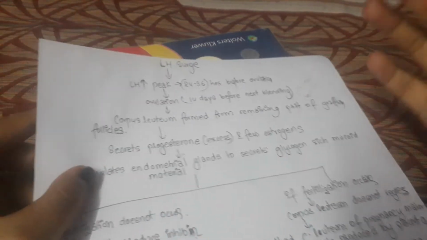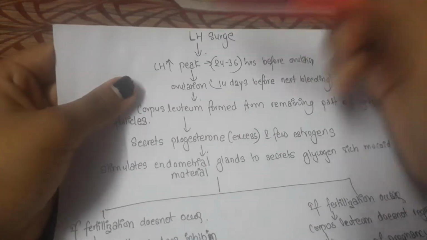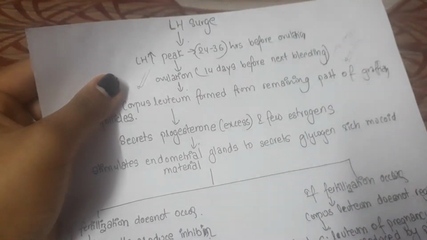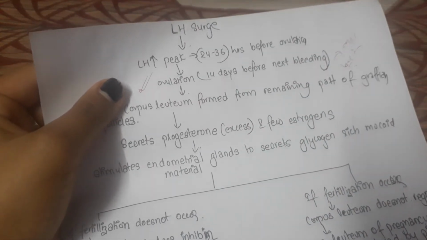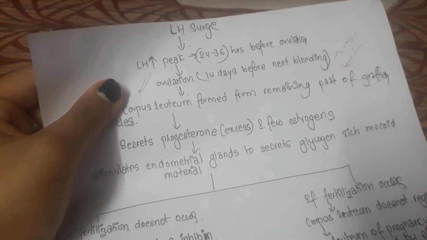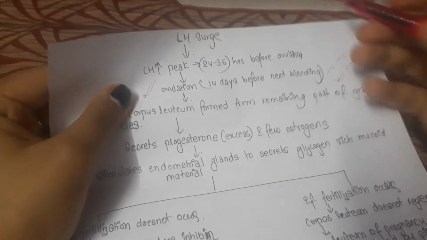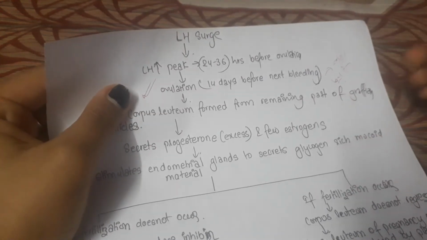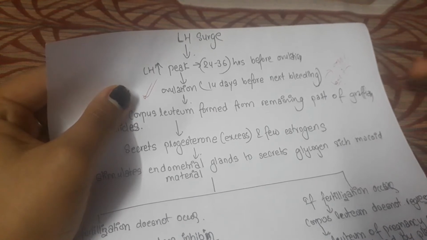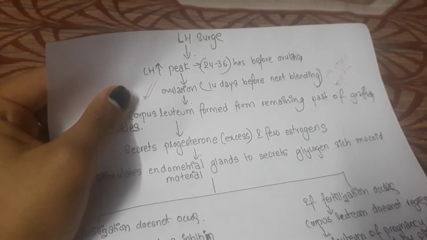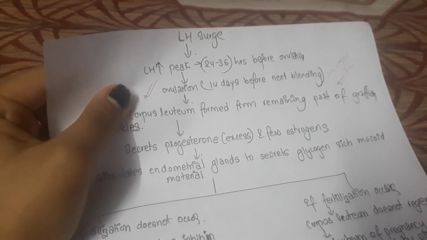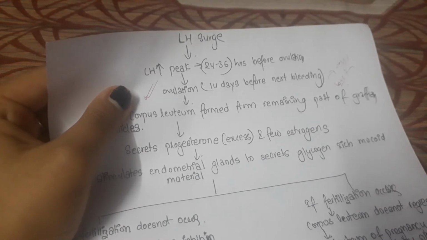This ovulation part is where students get confused, and the teacher knows how to play with the student's mind. So whenever the teacher asks you when ovulation occurs, don't answer 14 days after bleeding. No, ovulation occurs 14 days before bleeding.